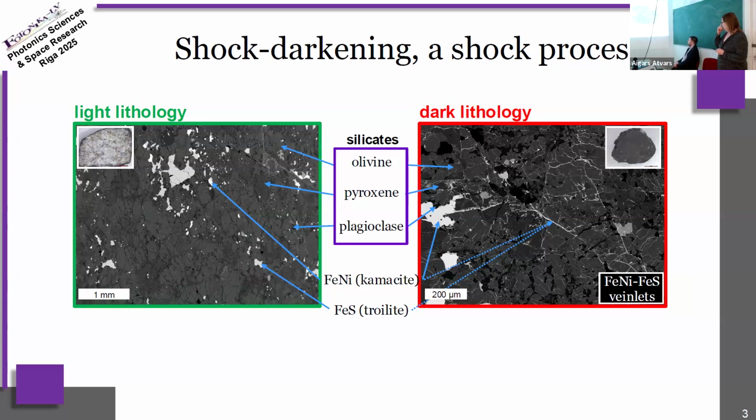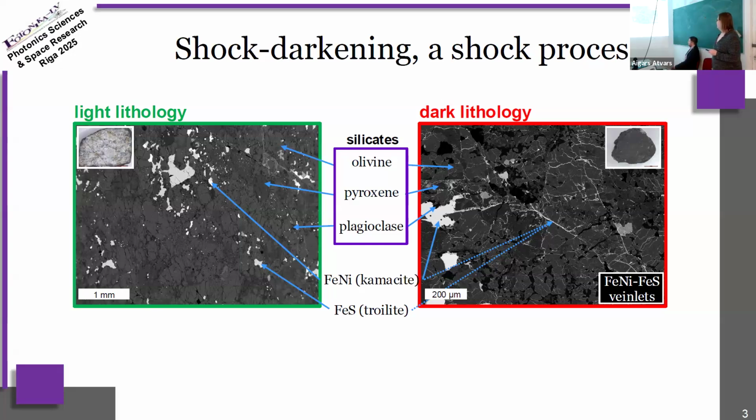For information, ordinary chondrites, because Chelyabinsk is an ordinary chondrite, are composed of olivine, pyroxenes, and plagioclase, which are silicates. Olivine and pyroxenes are rich in magnesium rather than iron. And these meteorites are also composed of alloys, these iron nickel alloys, kamacite, taenite, and also these iron sulfides, troilite in this instance.